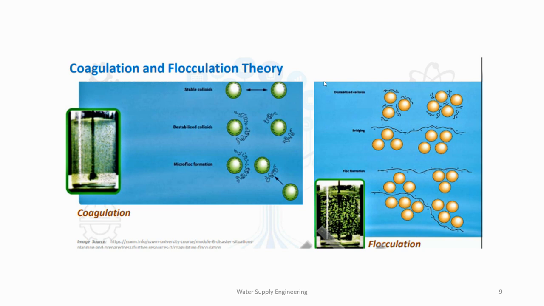Coagulation is the process by which stable colloids are destabilized by introducing coagulant, or by introducing an artificial or outside component into the water to be treated. The stable colloids are destabilized so as to initiate the formation of microflocs. That process is termed as coagulation.